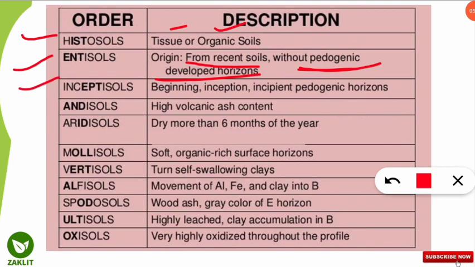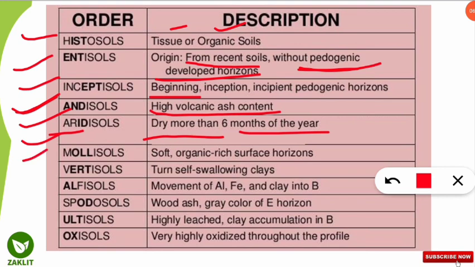So these are the recent soils, that is entisols. Next is inceptisols, which are the beginning of the soil, the development of soil horizon. Next is andisols. Andisols are the kind of soils which are high in volcanic ash content. Very important. Andisols, high in volcanic ash content. Aridisols, coming from the word arid, meaning water deficient, so they are dry soils for more than 6 months of the year, aridisols. Next are the mollisols, which are soft soils with organic-rich surface horizons. Next is vertisols, the turn self-swallowing clays, so it is the peculiar term given. Turn self-swallowing clays are called vertisols.